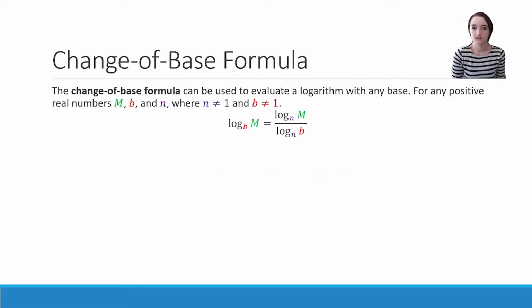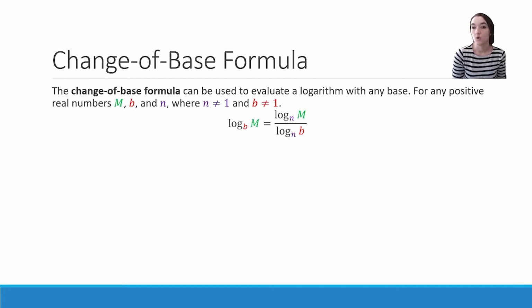The change of base formula can be used to evaluate a logarithm with any base. For any positive real numbers m, b, and n, where n is not equal to 1 and b is not equal to 1, we get log base b of m equals log of m over log of b, with both logs taken in base n.